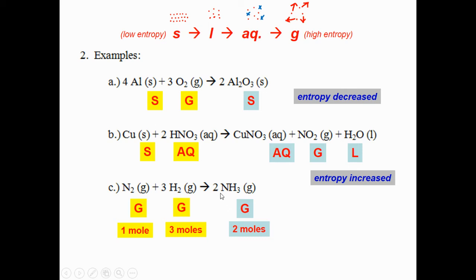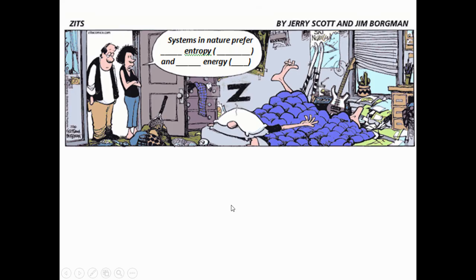But at the end, we only have 2 moles of NH3 because of the way that the atoms and molecules recombine. So we start out with more moles or more particles of gas. We end up with fewer moles or fewer overall particles of gas because the atoms and molecules have combined together. So in this case, entropy has decreased. We started out with more moles or more particles, ended up with fewer moles, fewer particles, and you use this technique if you've got the same phase on either side of the equation.